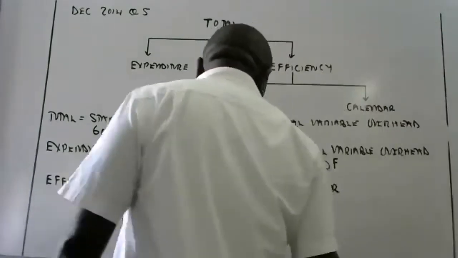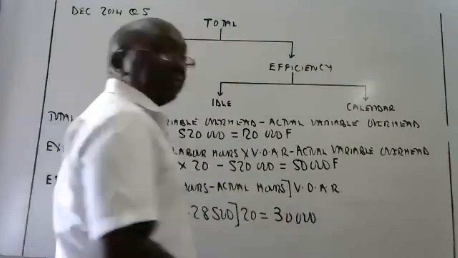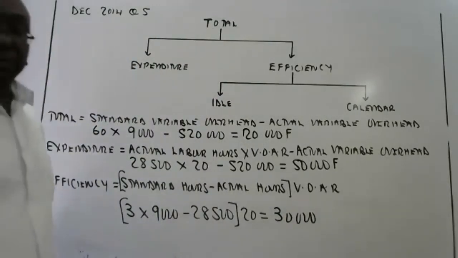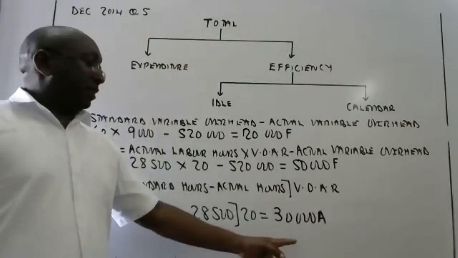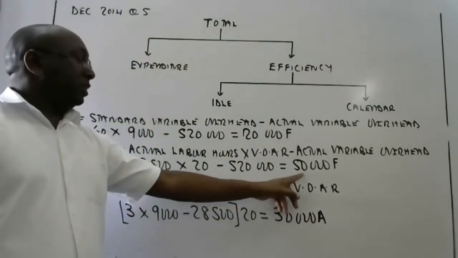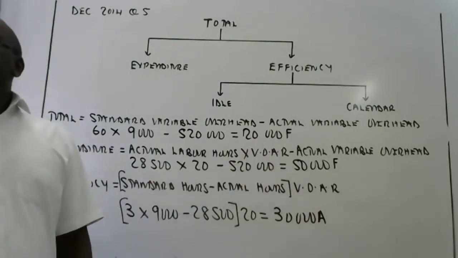Aya, umepata ngapi? 30,000. Favorable advance. Advance. And now you can see if you combine this 30,000 to this 15. Inakurudisha hapa. Take you back there.